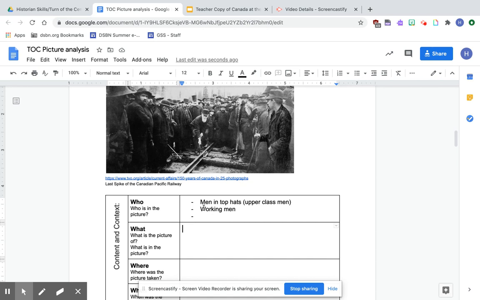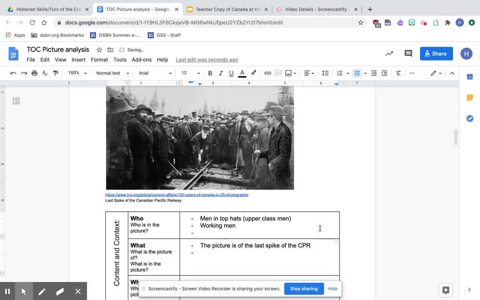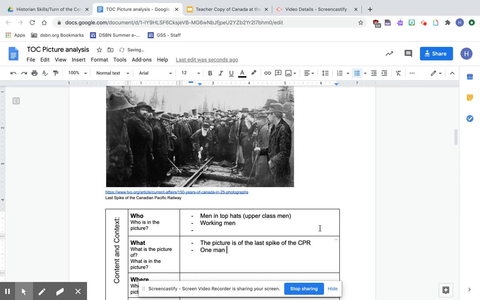Now let's see what is the picture of? What is in the picture? Well, the picture is of the last spike of the Canadian Pacific Railway. So it's one man in a top hat putting in the last spike while others look on.